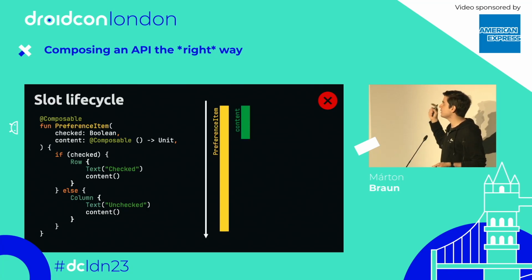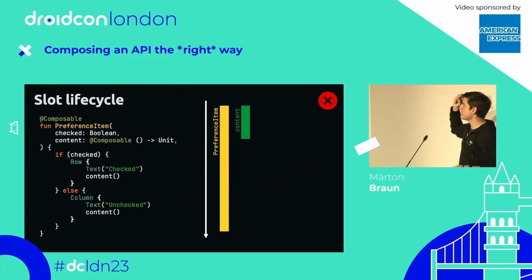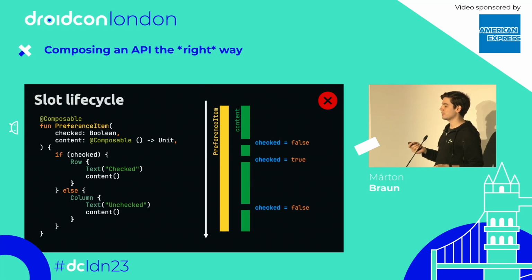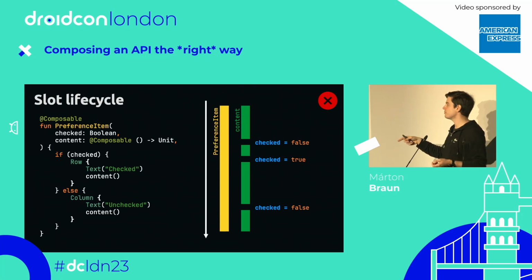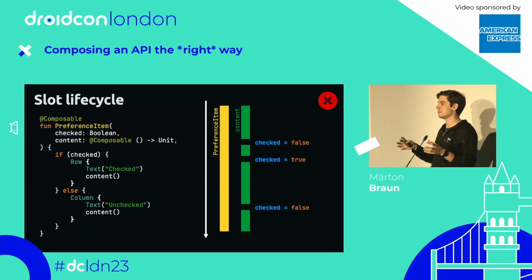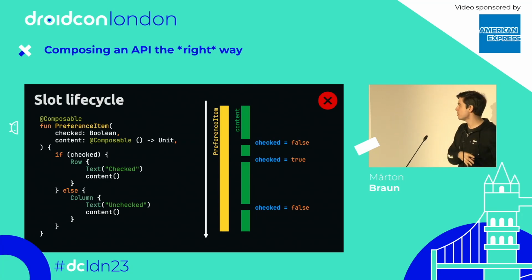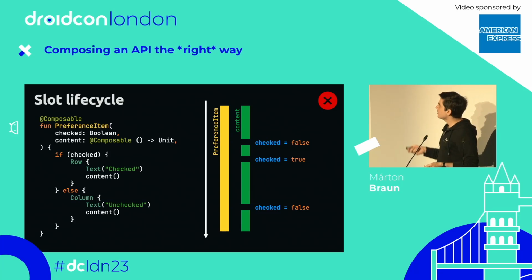But the nested content, which is created at the same time as when the preference item is created, will actually only exist until that checked value changes. So every time that checked changes between true and false, we go from one of the branches of preference item into the other, which means that the existing content that we've created will be disposed, and the content function will be called again to produce the UI again, so that it can be placed into either a row or a column based on a condition.